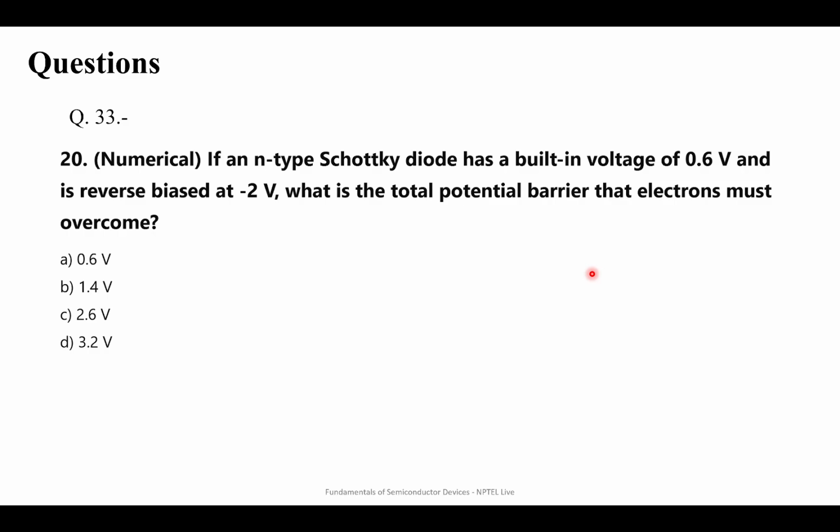Answer would be C, sir. That is correct. The answer would be 2.6 volts. Since it's reverse bias, your total potential barrier will be the sum of your built-in voltage and your reverse bias voltage, which is 0.6 plus 2, that is 2.6 volts. So when you give it a reverse bias, you are increasing the potential barrier that you need to overcome. Hence that will reduce the current, or block the flow of current.